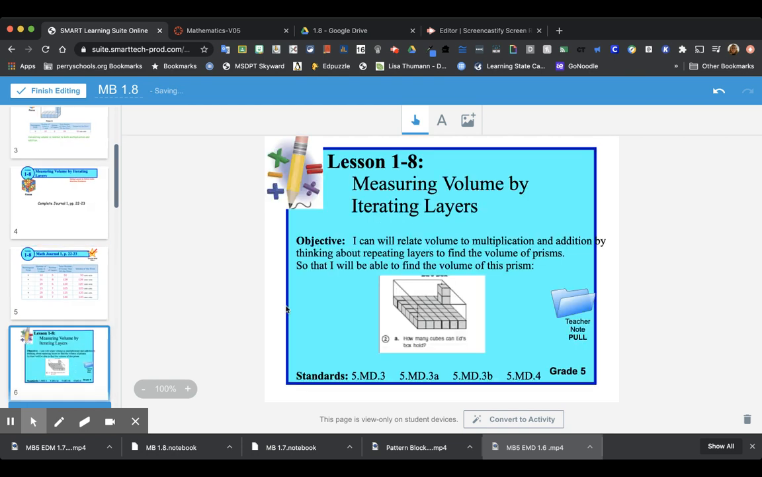So this was a quick lesson, again, measuring volume by iterating those layers. We're building on to previous days, and we're relating it to multiplication and addition.